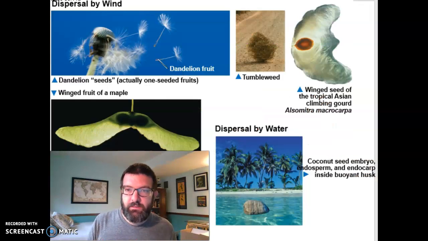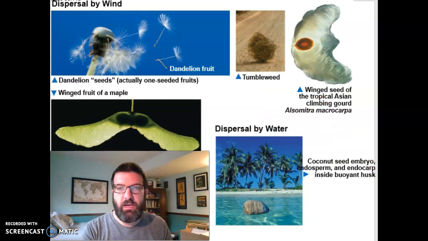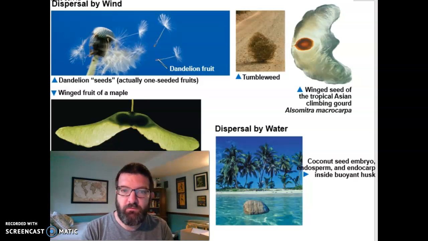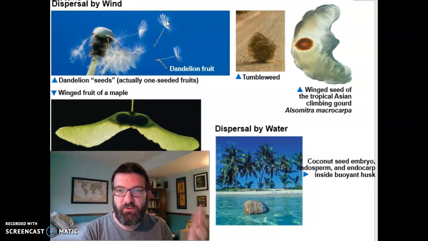Flowers are there to protect and help disperse the seeds, and a lot of fruits help disperse those seeds via wind. So dandelions are fruits. What we think of as the seeds are actually fruits. These feathery parts that have a seed at the bottom. Tumbleweeds are examples of fruits.